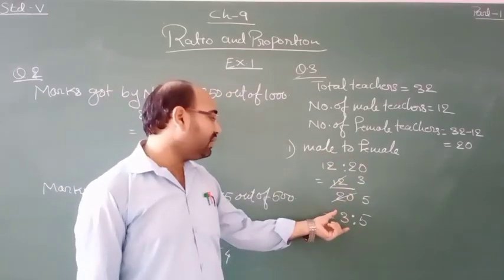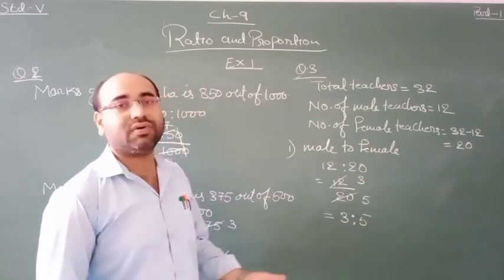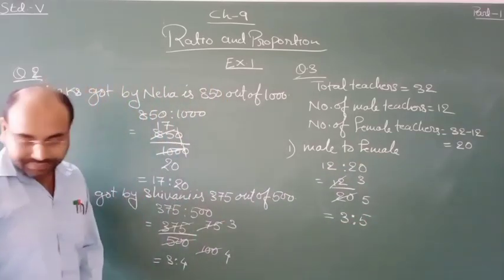मतलब जब मेल 3 टीचर्स है तो उसके सामने फीमेल टीचर्स कितने हैं? 5. That is what we are comparing.